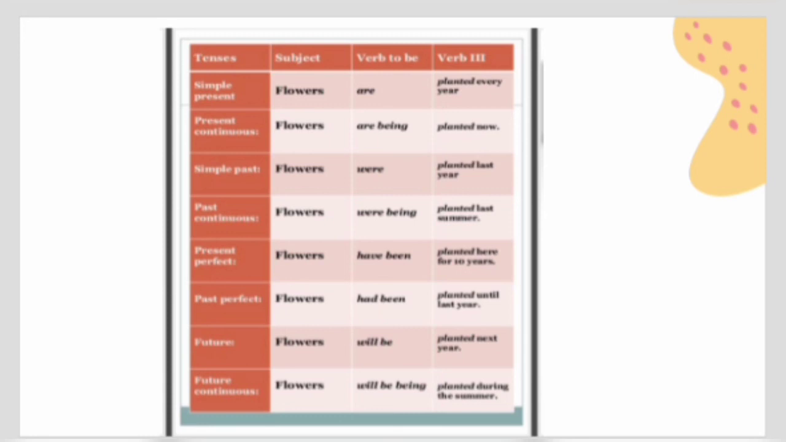Past perfect uses had been, and future uses will be. And the last, future continuous, uses will be being.